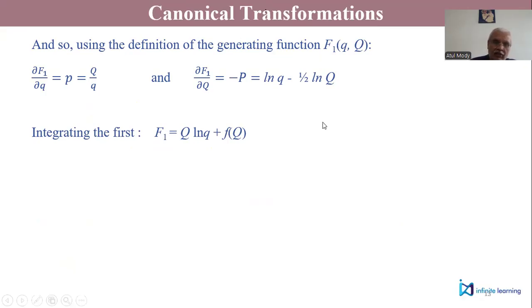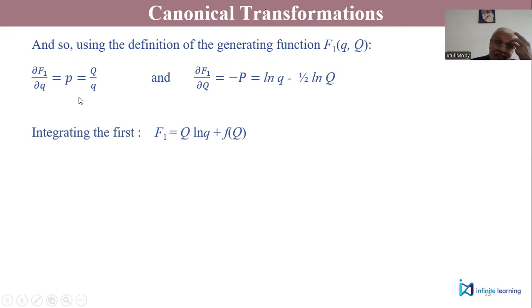Okay, and therefore, from the definition of generating function F1, if you have seen earlier, your dou F1 by dou small q is supposed to be p. In this case, that is Q by q. And dou F1 by dou capital Q is minus capital P. In this case, that's log q minus half log Q. So you have these equations.